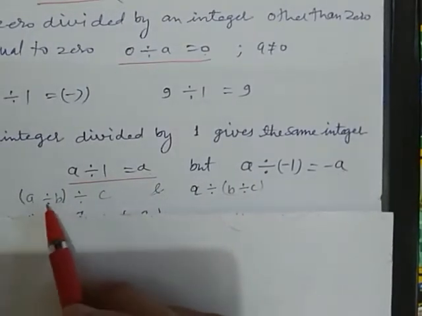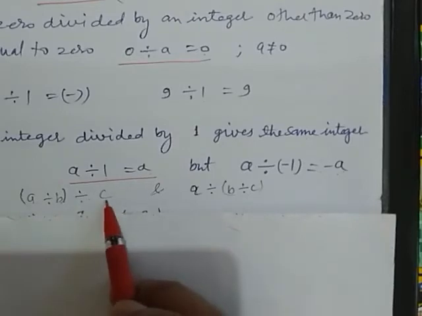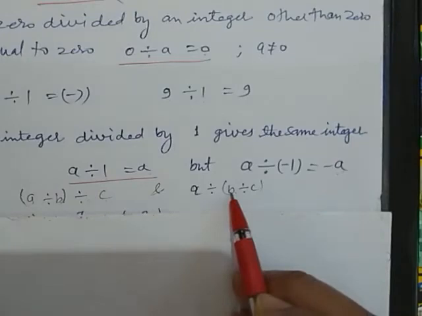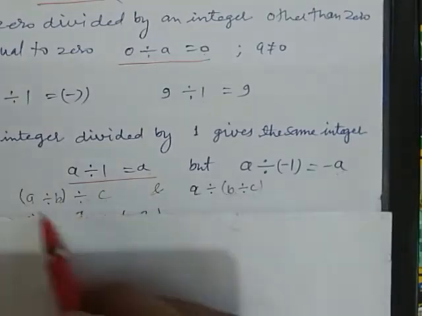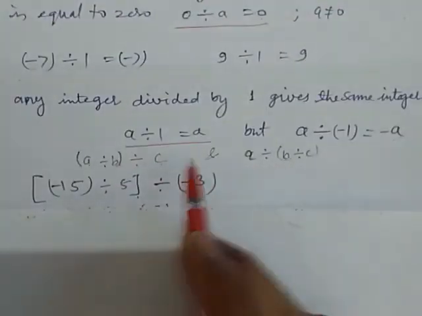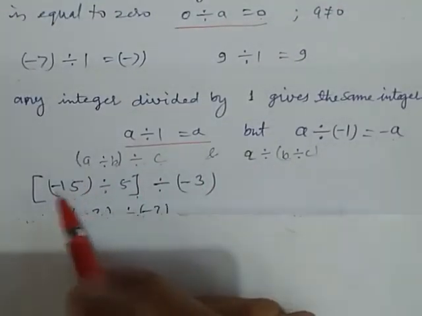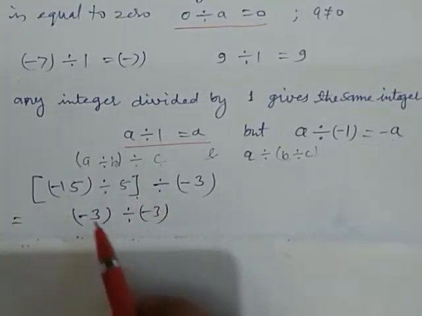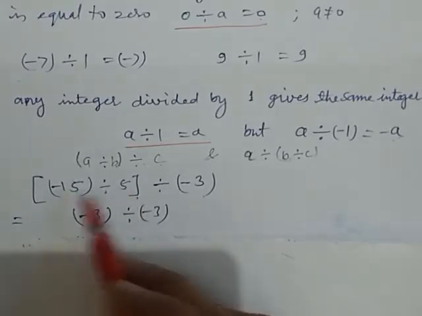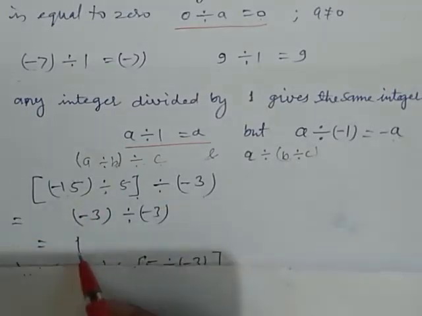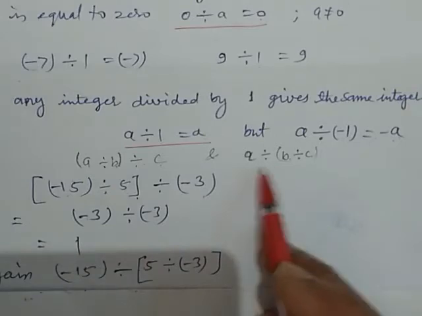Now we take a divided by b divided by c, and a divided by b divided by c. Here first we associate b and c; here we associate a and b and check what happened. This is the associative property. Minus 15 divided by 5 and then the result divided by minus 3: 15 divided by 5 is 3, and now put the negative. And this divided by minus 3, negative and negative cancel, and 3 by 3 is 1. So this is 1.